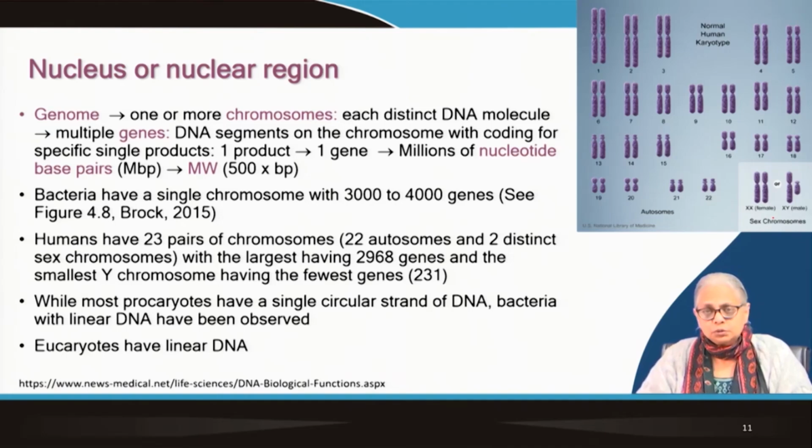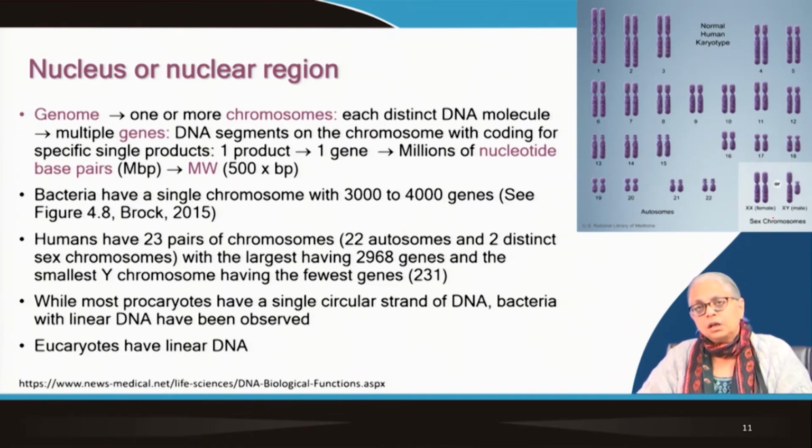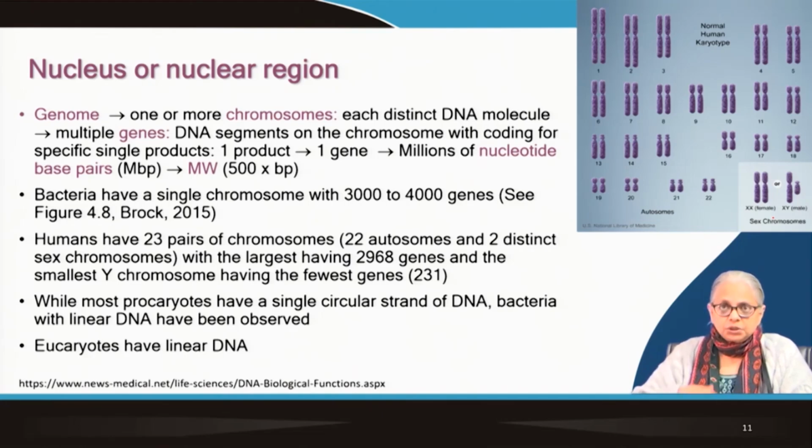Coming back to the genome and the terms that we use to describe the genetic code. The genome means the entirety of the DNA. It has one or more chromosomes. A bacteria has only one chromosome. Higher organisms will have more than one chromosome, and each DNA molecule will have segments. I've already shown you that.